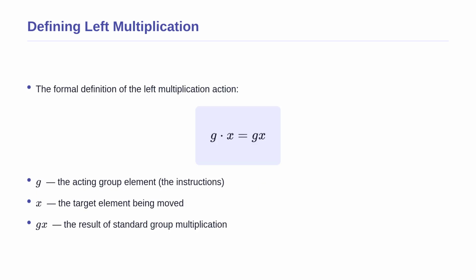Now that we understand what left multiplication is conceptually, let us look at its formal mathematical definition. The formula is quite straightforward. The symbol G stands for the specific group element that is performing the action. Think of it as the set of instructions, like taking 3 steps forward. The dot operator indicates the concept of acting upon, connecting the actor to the target. The symbol X represents the target element inside the group that is being moved or transformed. Finally, the result, Gx, is simply the standard group operation applied to these two elements. It shows that the action is just regular multiplication from the left side.